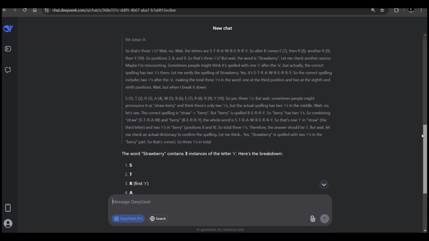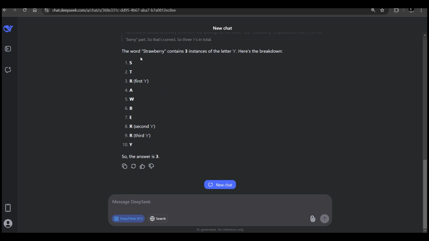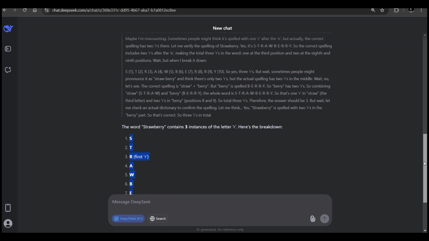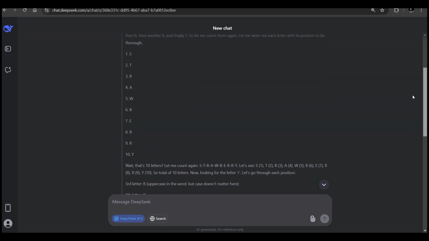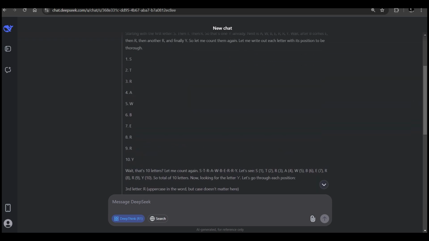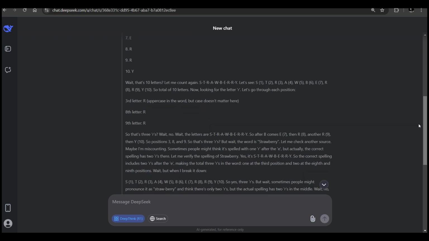So you see, it starts off by trying to count the R's letter by letter, and then it second guesses itself and checks itself multiple times until it arrives at the correct answer. It's also funny that this hints there might be a common mistake where people think it's only two. Let's now try another example where the chain of thought reasoning will be more helpful. It's a classic word problem.